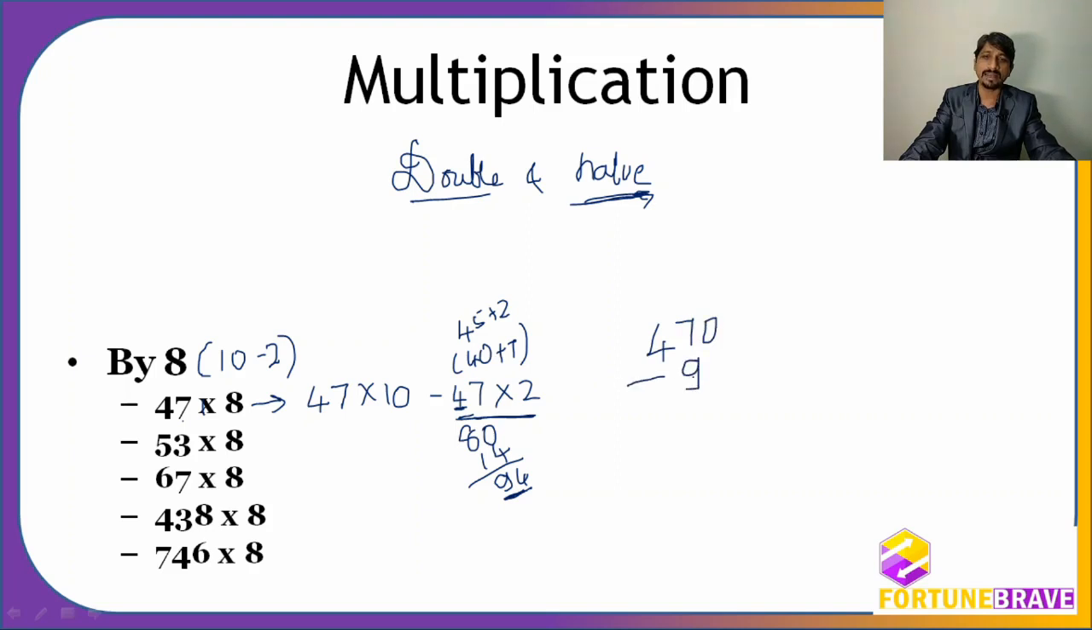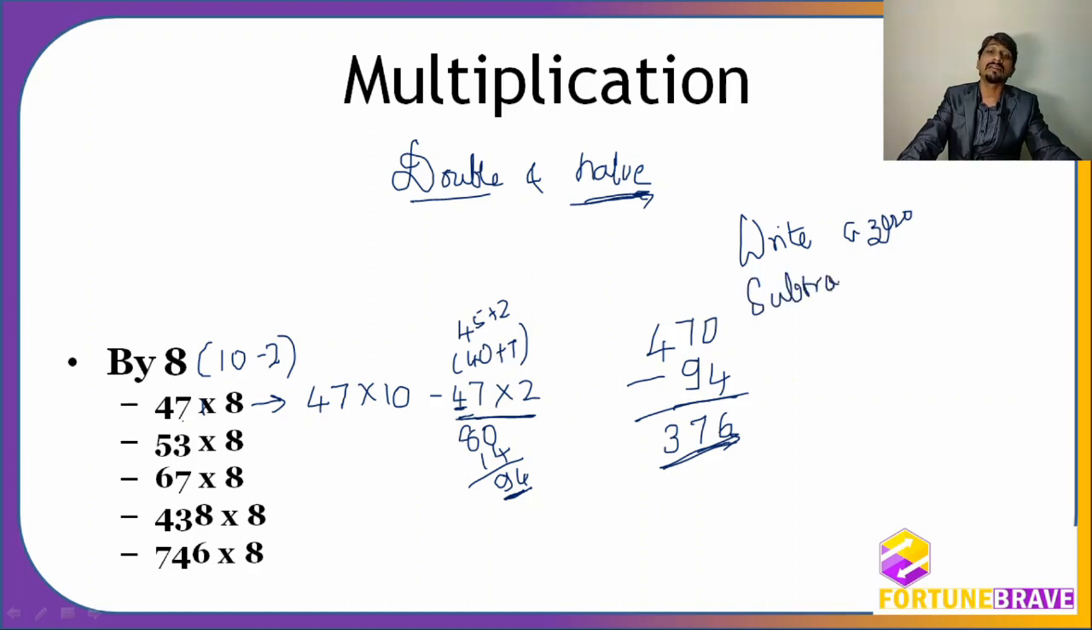Now how do I subtract this? 470 minus 94. How do you do it? You know it very well. So minus 70, 400 minus 24, 376 is the answer. Are you getting my point? So here what is the rule? If you ask me the rule, write a 0 in front of that number and subtract the double. Subtract the double. Write it down. Note it down, please.